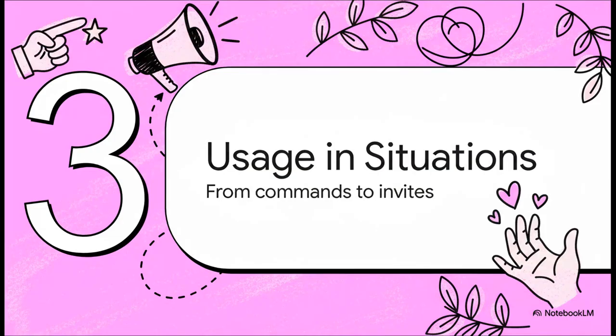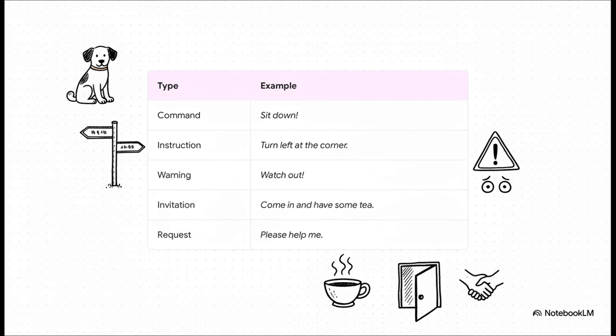So you might be thinking that imperatives are just for ordering people around, but they're actually way more versatile than that. We use them in all sorts of situations, from giving a sharp command to a really warm invitation. Just take a look here. A direct command like sit down can feel pretty different from a friendly invitation like come in and have some tea. But grammatically, they're built exactly the same way. The real magic is in your tone of voice and the context of the situation.